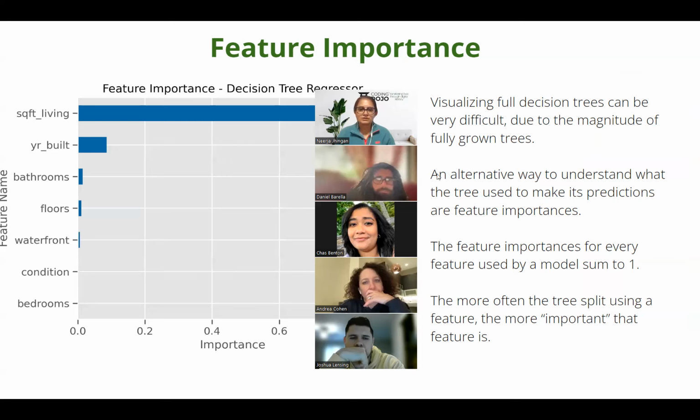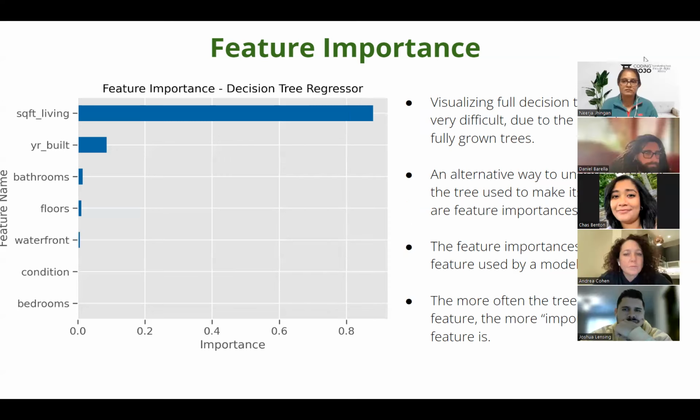Okay. So now this is the visualization, right? This is an alternative way to understand the importance of the feature using the bar chart, because it was difficult to look into the big tree chart to see which feature was used most of the time. So in this, the feature importance for every feature used by the model sums to 1. The more often the tree splits using a feature, the more important the feature is. This is what we discussed a few seconds ago, right?